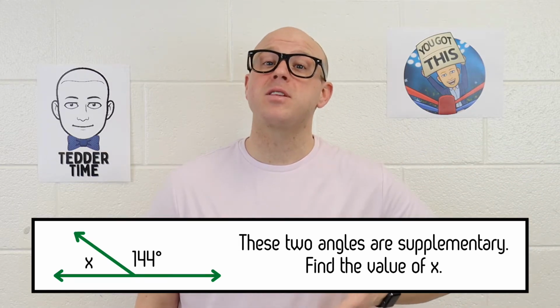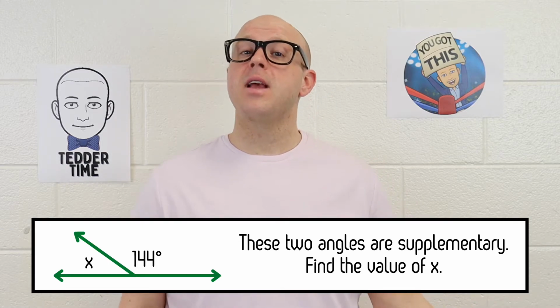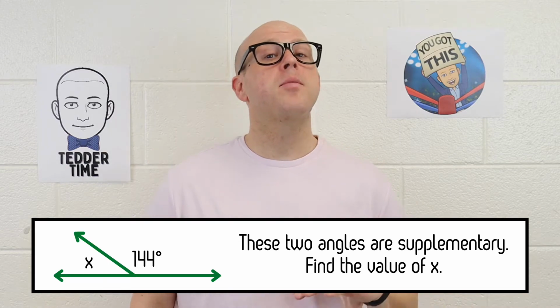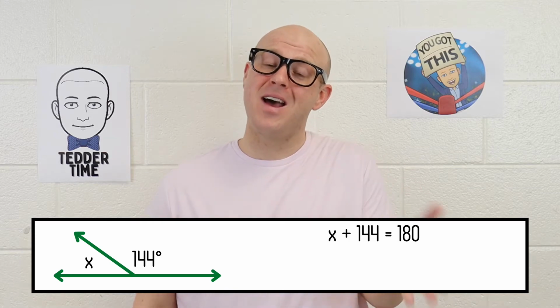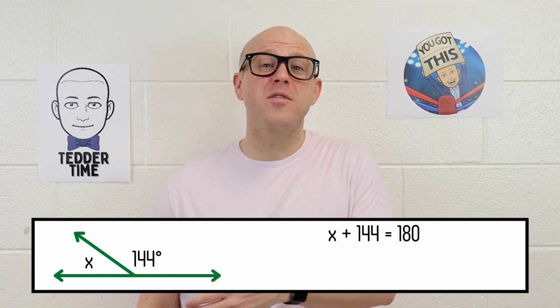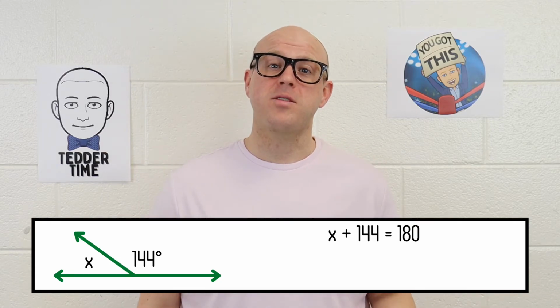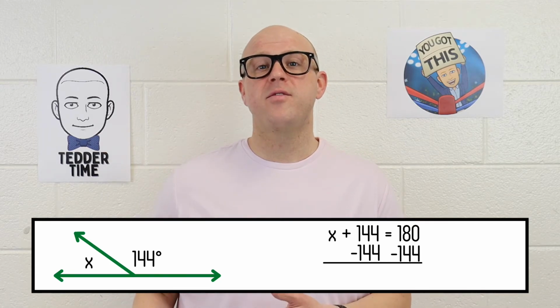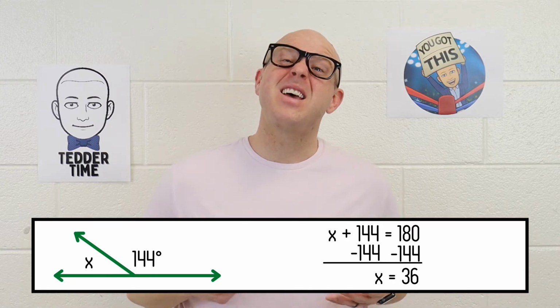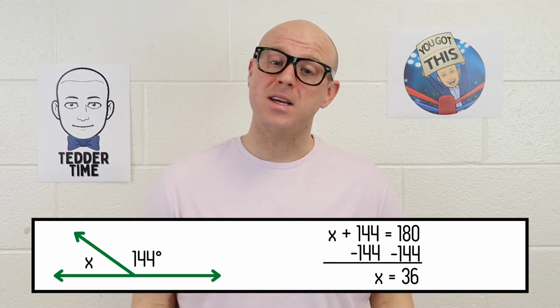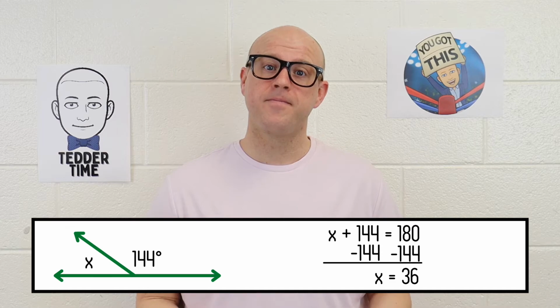Well, one of the angles is 144, the other one is x. Since they're supplementary, I know that I can do x plus 144 and get 180. And so now I just have a one-step equation. I subtract 144 from both sides, and I see that x is 36, so it's 36 degrees.